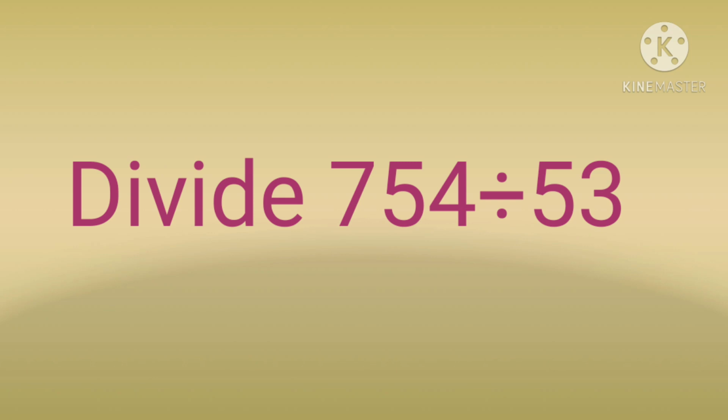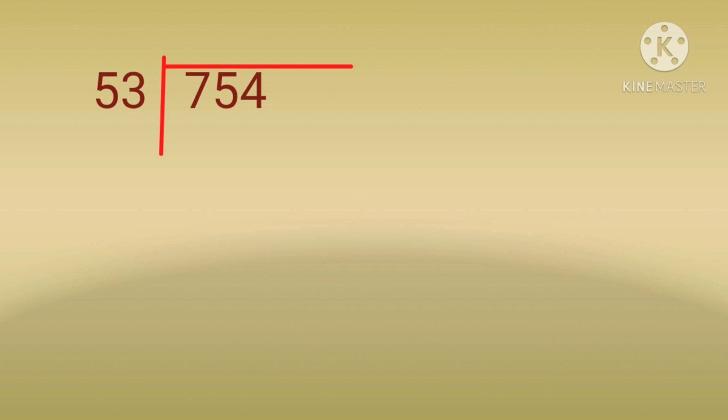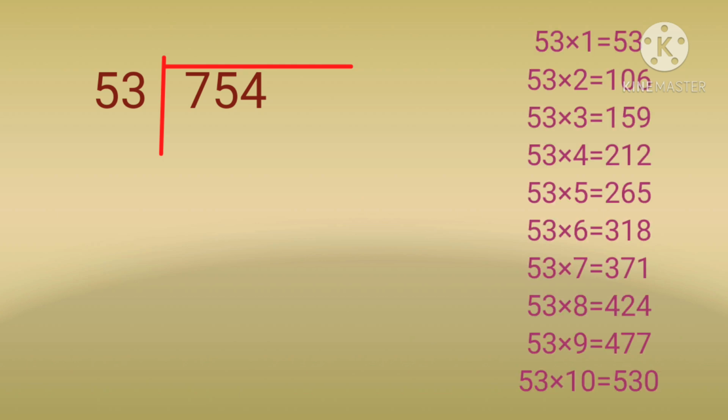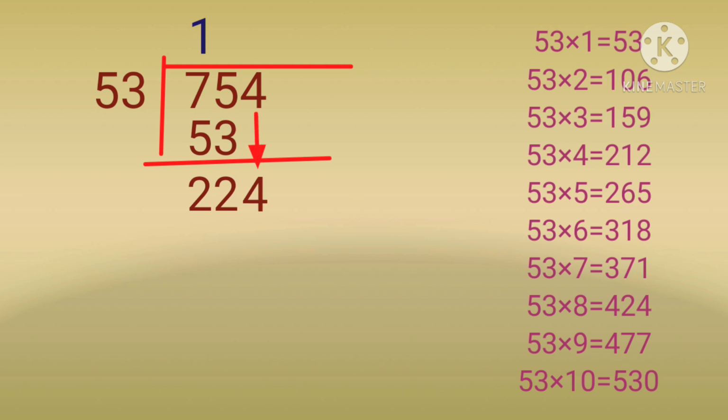Let us divide the number 754 by 53. Now look at the table of 53. See how many times 53 goes in 75? Yes, one time, isn't it? Now subtract and you get the number as 22. Next, bring down the digit 4 and you have the number 224.